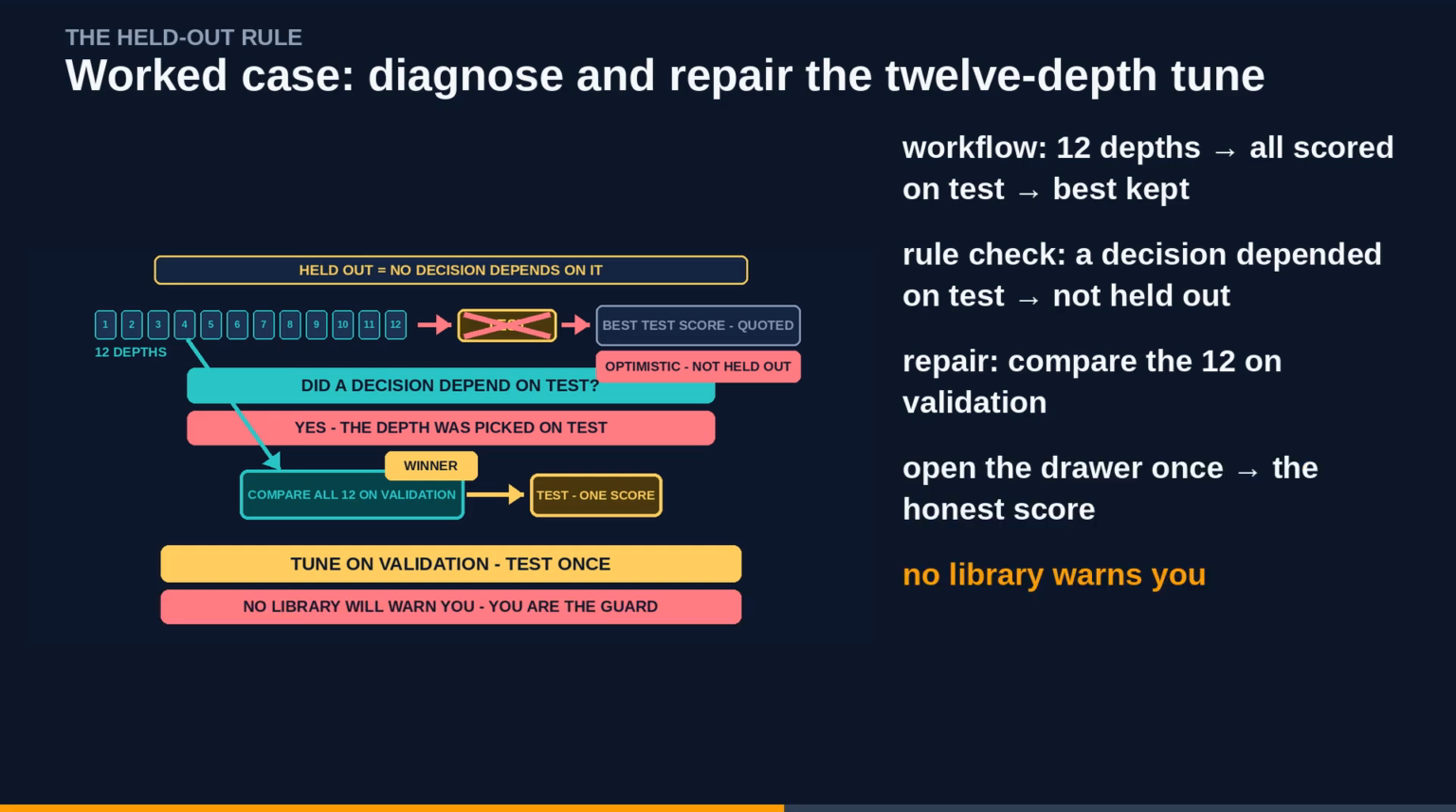Train test split cuts piles, but nothing in scikit-learn stops you scoring all 12 candidates on test. The rule lives in your head, not in the code.